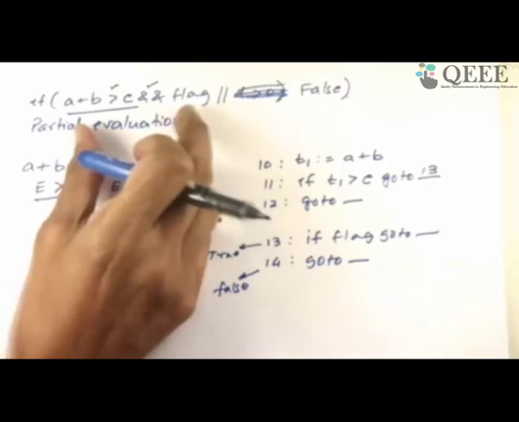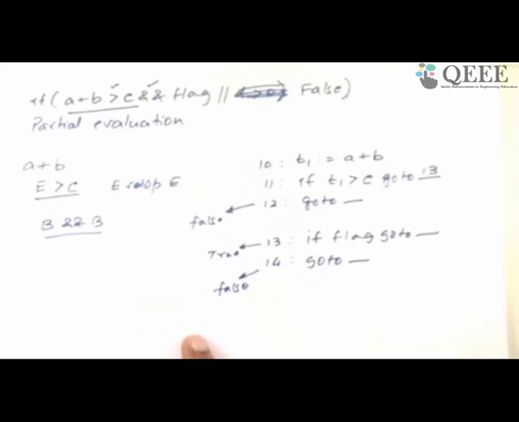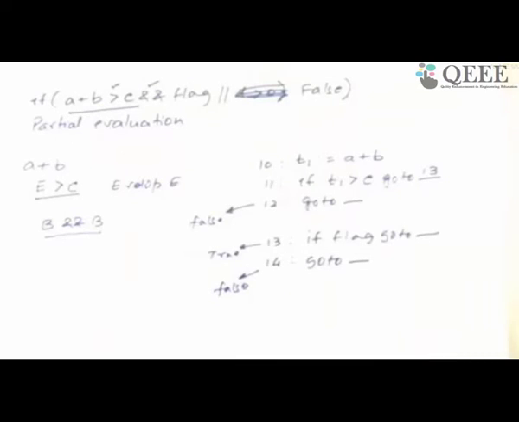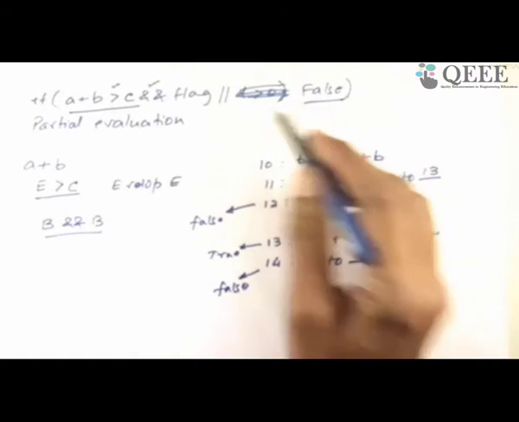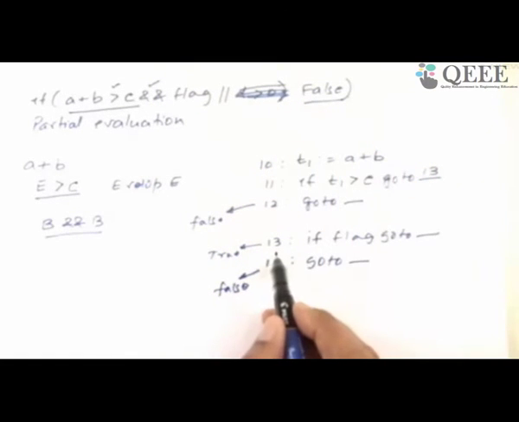So I've handled this. I've got an OR and I've got a false. So what do I do? How do I connect so that if the whole expression evaluates to true, it goes somewhere, and if the whole expression evaluates to false, it goes somewhere. So now observe the right hand side is false. The expression is already true at 13.